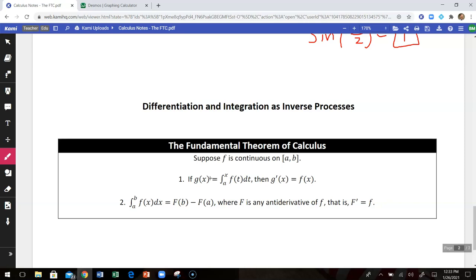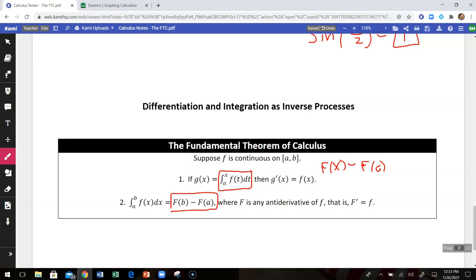So if I were to evaluate this, so that would be evaluating g, right? If I were to evaluate that integral, what that would tell me is this: I would have the antiderivative of f, which I'm going to say capital F. I would have that evaluated at x minus that evaluated at a, whatever that constant a would be. That would be my solution to that.